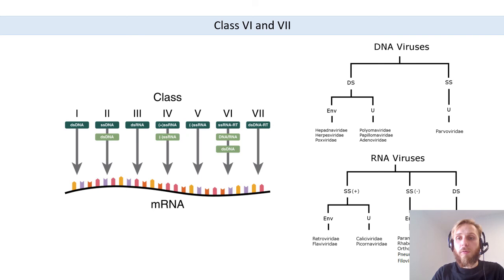Okay, and those are the class 3 viruses, the double-stranded RNA viruses. What we want to do now is think about class 6 and class 7. These are the unusual groups, should we say. These are the groups that engage in reverse transcription.